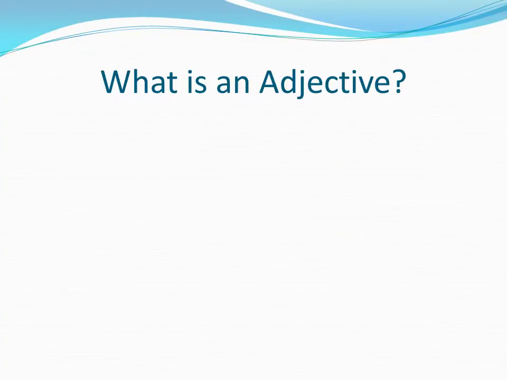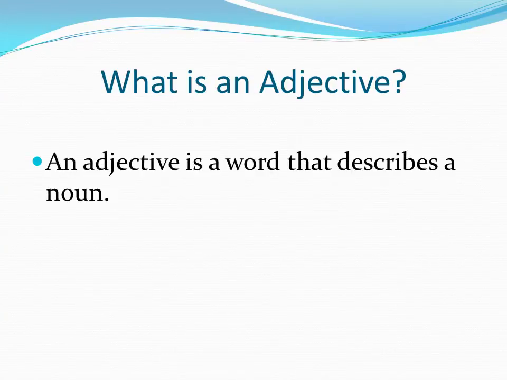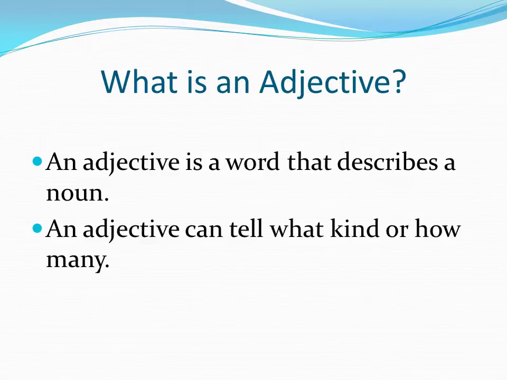What is an adjective? An adjective is a word that describes a noun. Now remember, a noun is a person, place, thing, idea, or animal. An adjective can tell what kind or how many.